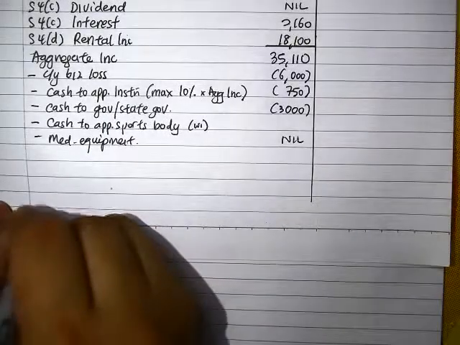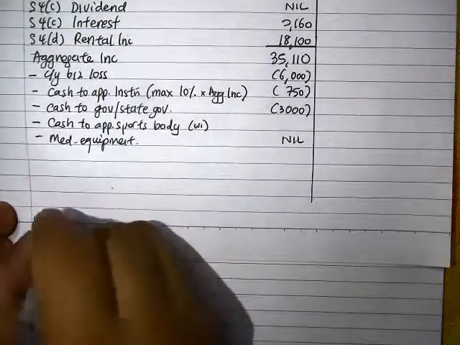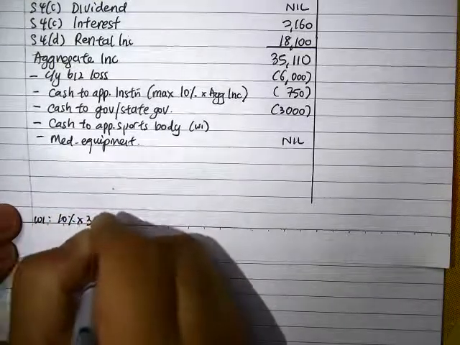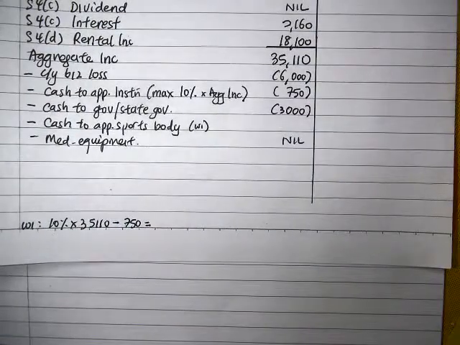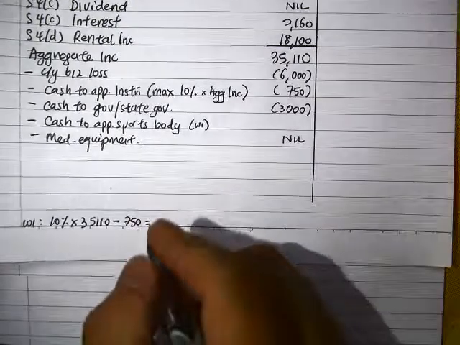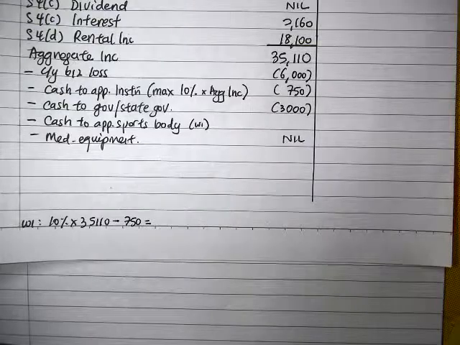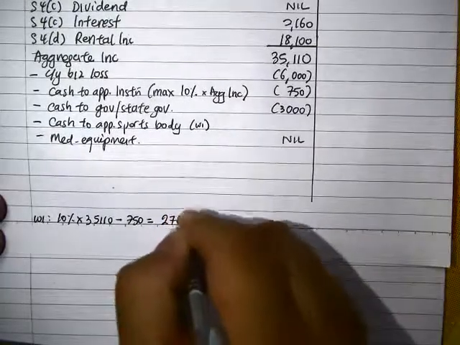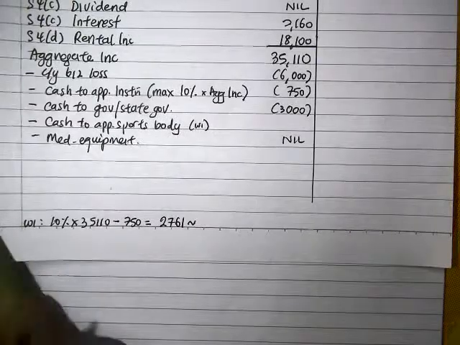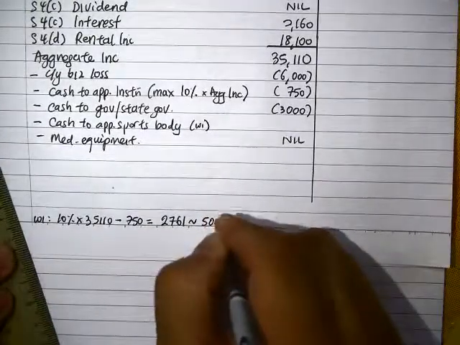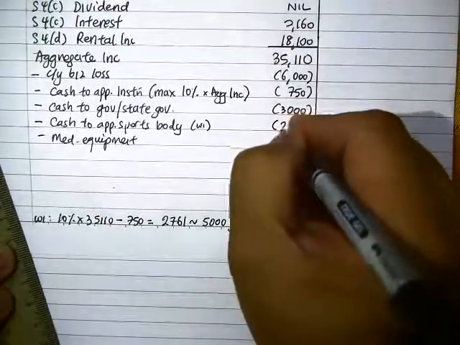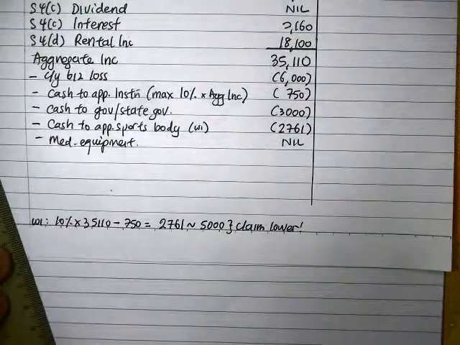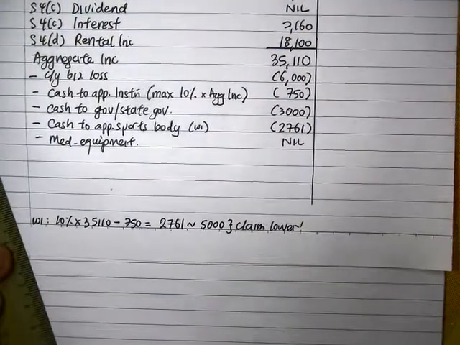Don't mind, I just squeeze the working here. Now we must take 10% of your aggregate minus whatever donation to approved institution. So it's 750. Right. 2761, and you should then make comparison with the donation to sports equipment, and you claim the lower, which means you claim 2761. Alright, okay, that's it.